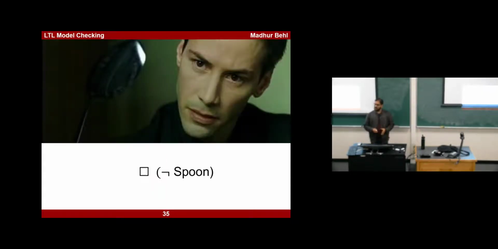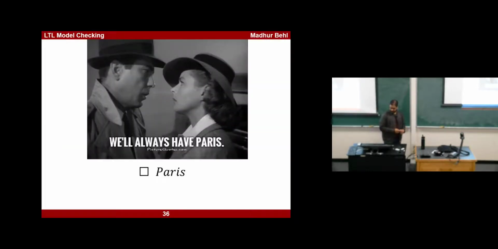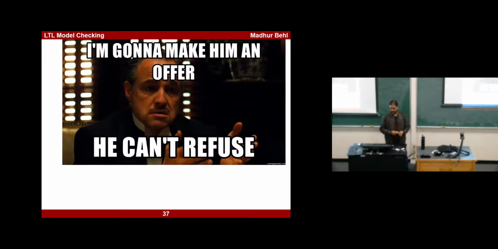"There is no spoon." Always no spoon. That's an LTL formula of Neo's dialogue. I don't even know if you are old enough to know what reference this is from, but even the text says "We'll always have Paris", so always have Paris, or always Paris. Very simple. Let's look at a more tricky one.